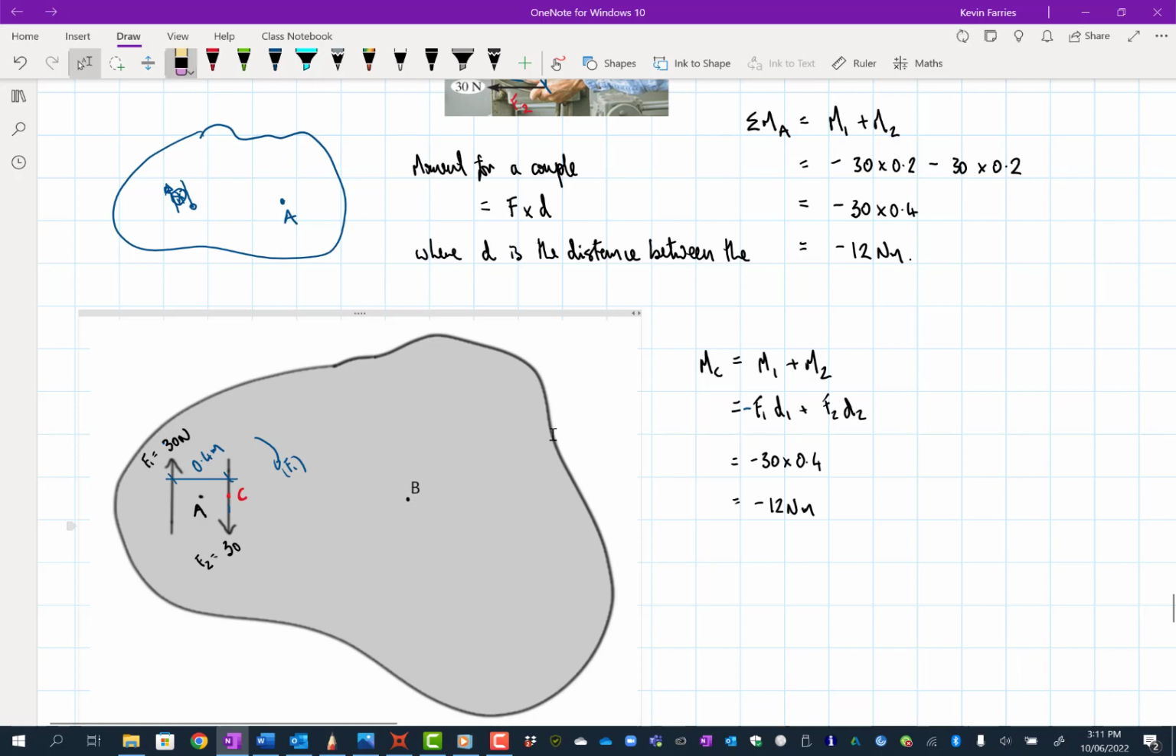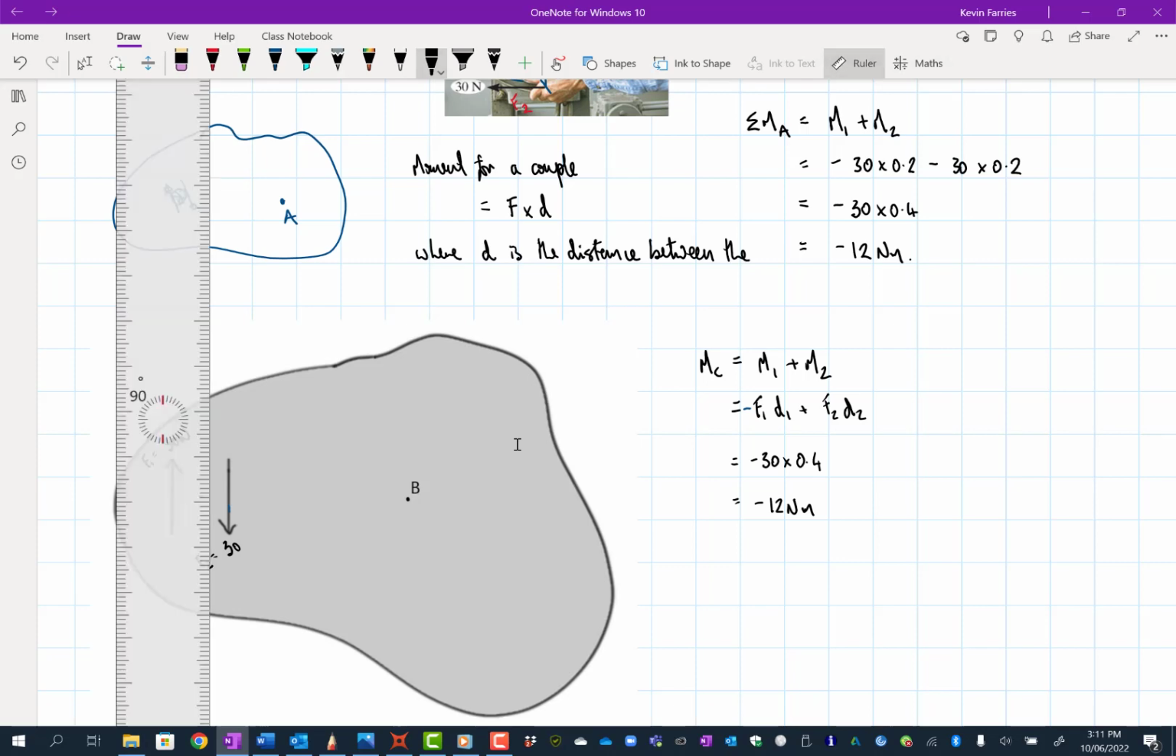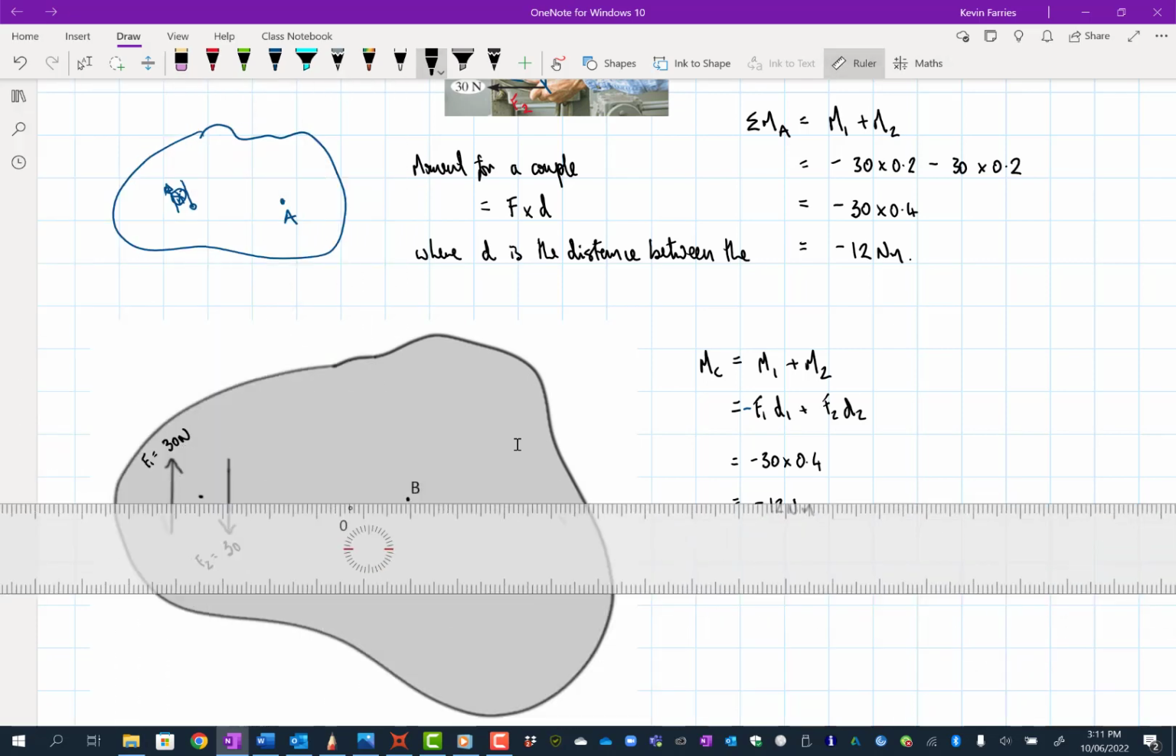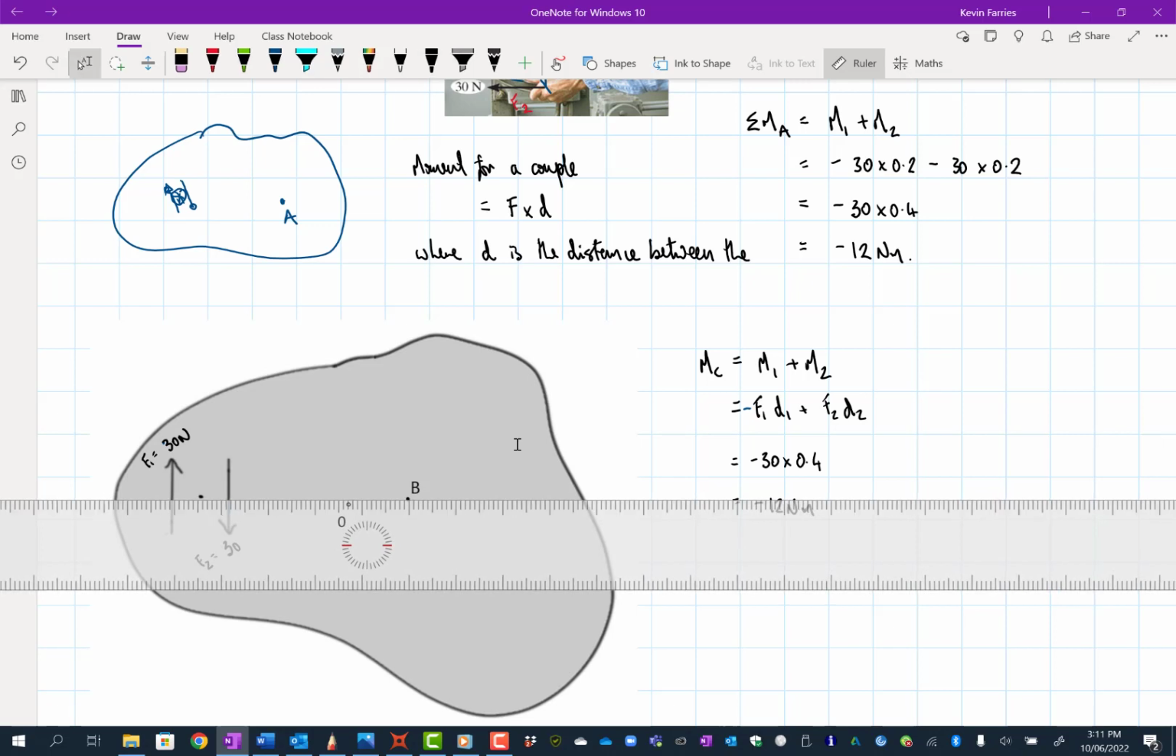What I might do is just erase all this stuff just so we don't get confused about what's where. And so we just think about these two forces. If you were to combine those, what would be the moment around B? I might just rub off A as well. I can't rub off the other one, it's on the drawing. But what would we have to do? Well, we'd have to find the lever arm to those two forces.